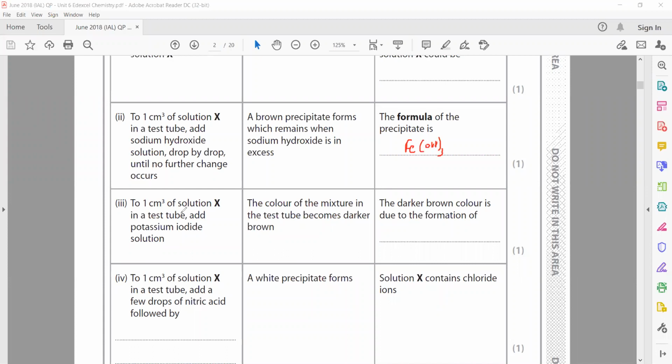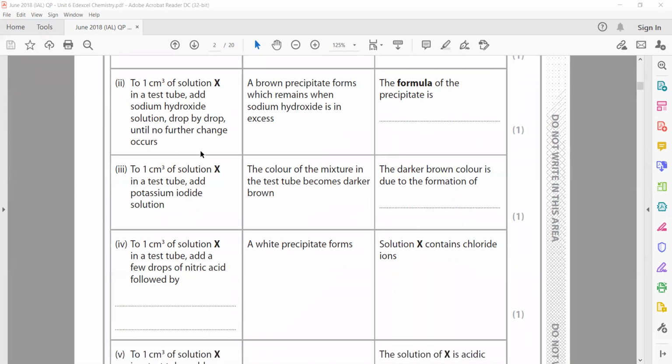To 1 cm³ solution X in the test tube, add potassium iodide. Basically what happened is that iodide itself is oxidized to iodine molecule and it will reduce this iron 3 into iron 2. So the color of the mixture in the test tube becomes darker. Why does the color become darker? Because iodine molecule is formed. The formation of this brown solution is due to formation of iodine molecule.